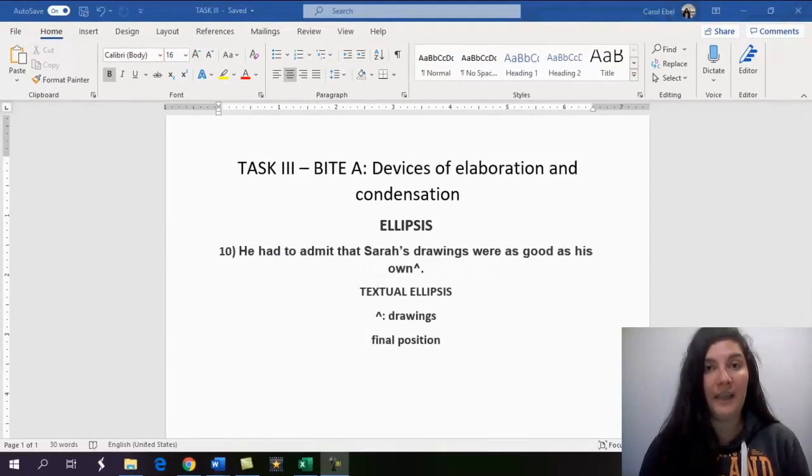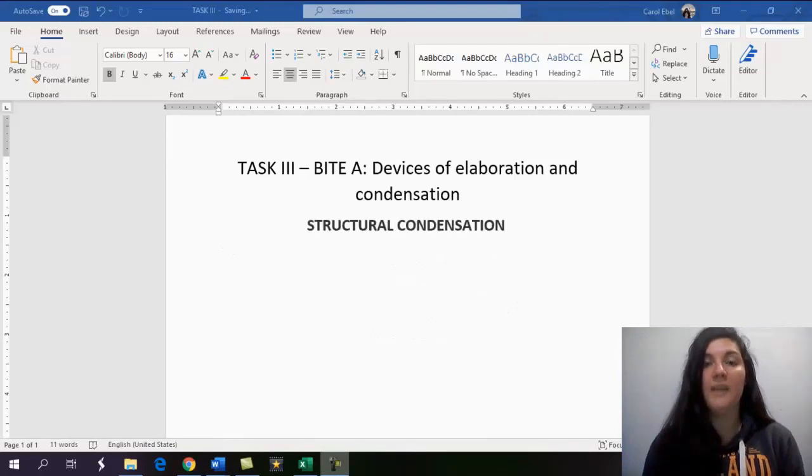We can find the last case of textual ellipsis in exercise 10. Here, the missing element occurs in final position after the last word of the clause, which is the word own. Own, in this case, is acting as a possessive adjective. Remember that possessive adjectives always need a noun phrase after them to be complete in meaning. We can also say that the missing element can be recoverable from the nearby text because we have previous information related to Sarah's drawings.